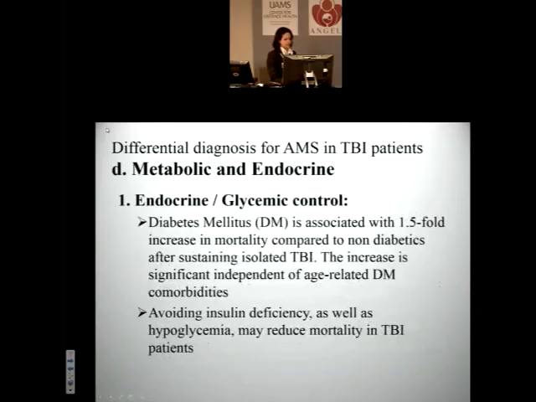Endocrine and glycemic control. My next topic includes the metabolism and endocrine complications or sequelae of traumatic brain injury that can result in altered mental status. Diabetes has been found to be associated with a 1.5-fold increase in mortality compared to non-diabetics after correcting for age-related comorbidities. And avoiding insulin deficiency as well as hypoglycemia has been thought to reduce mortality overall in traumatic brain injury patients.